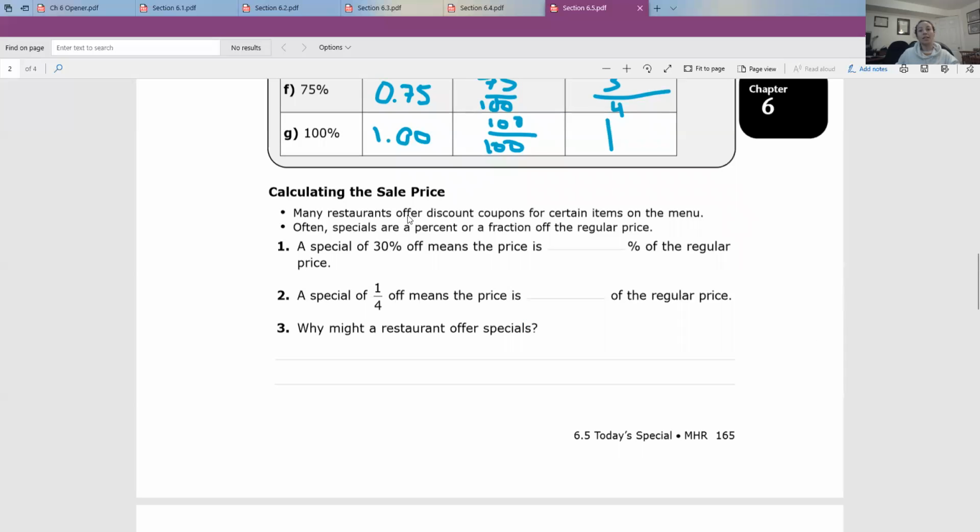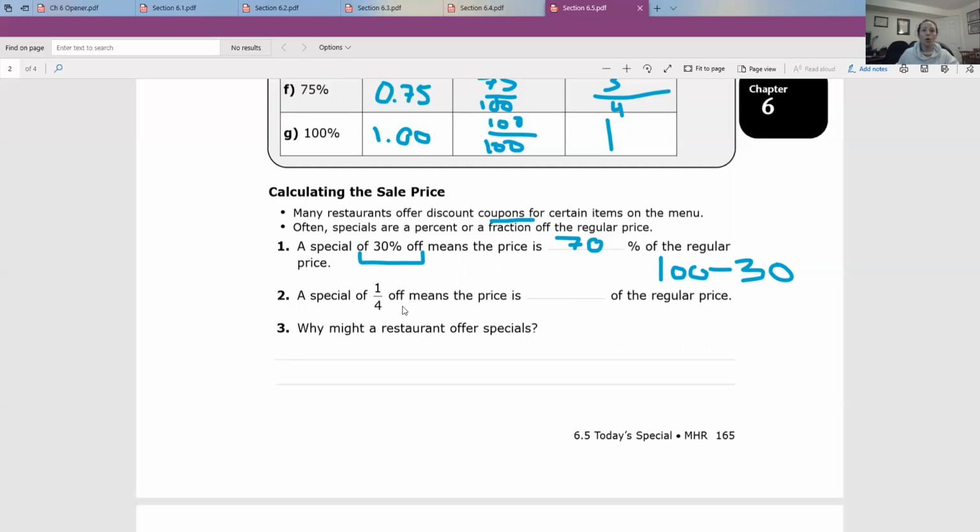So a lot of times, sometimes restaurants will offer you discounts depending on what is going on. It could be a coupon, maybe they've ordered too much, or maybe certain foods are in season, so it's a reduced price. So if something is 30% off, that means that out of the whole 100%, 30% won't be paid for. You are paying for the remaining percent. So if I take 100% and I subtract the 30%, I get 70%. So I will be paying for the remaining 70% of the item, okay?